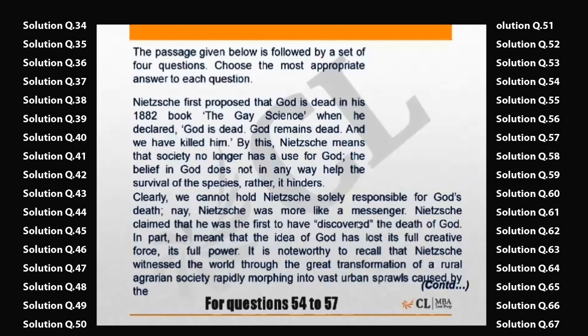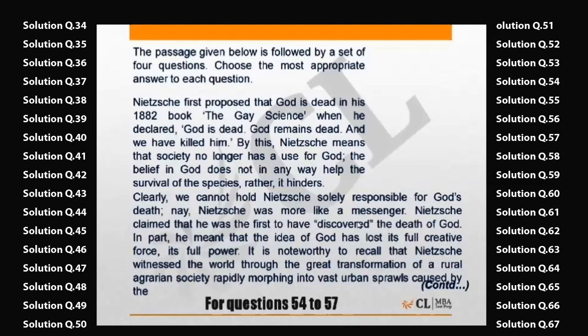Do keep in mind, friends, that CAT has reduced the available time per question from 140 seconds to 102 seconds, which implies that you require a higher reading speed despite the fact that in recent years CAT has had a preference for passages with shorter length.